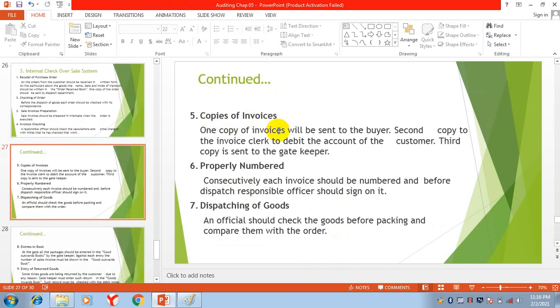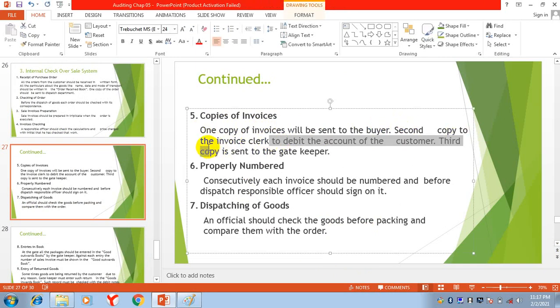Copies of invoices. Just like I told you, there will be 3 copies of invoices. One copy of the invoice will be sent to the buyer. The second copy will remain with the invoice clerk to debit the account of the customer, because he will make a ledger on the basis of this invoice. The third copy is sent to the gatekeeper. The gatekeeper will receive the third copy.